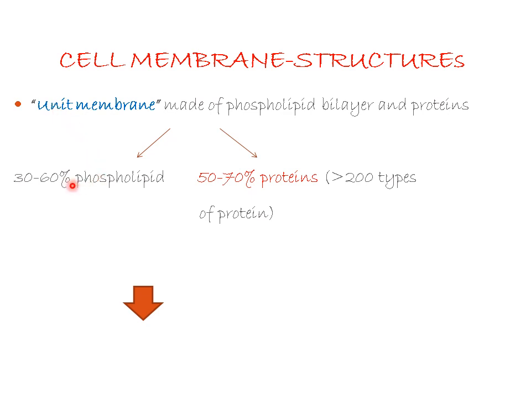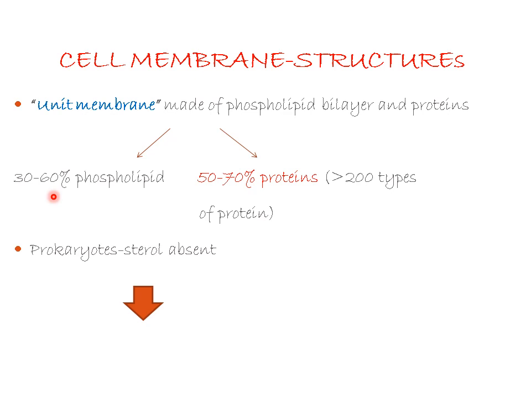So this unit membrane is mainly composed of two items, that is the phospholipids and proteins. Proteins make the bulk, that is 50 to 70% of the membrane, and there are more than 200 types of proteins. So this is the major chunk of the plasma membrane, that is proteins. The second biggest component is phospholipid, which constitutes about 30 to 60% of the composition.